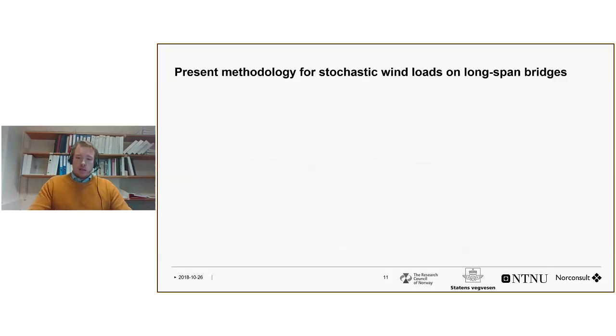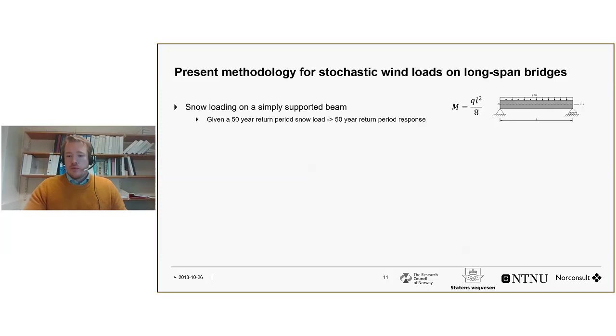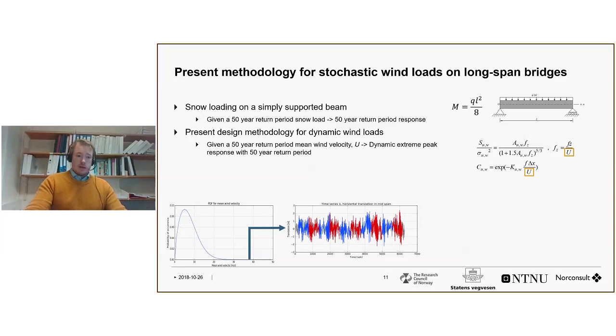So let's take a look at today's practice for handling stochastic wind loads for design of long span bridges. Now, if we were to have a simply supported beam subjected to distributed snow load, we can easily say that given a snow load with a 50-year return period, we would also get a response with the same return period. Now, for a more complicated situation such as dynamic wind loads, we are using a very similar assumption. So given that we have a 50-year return period of a mean wind velocity, we are saying that we should also get a dynamic extreme peak response close to a 50-year return period.